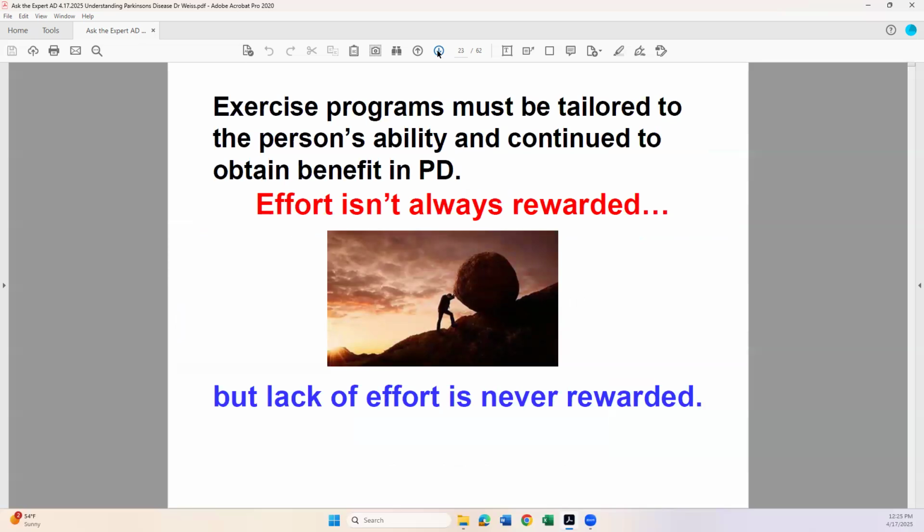Now, I've always found it's often easy to get patients to take pills, but getting them to actually participate regularly in exercise sometimes takes some cajoling, particularly if people aren't used to exercising throughout their life. So there's no one exercise program that's right for everybody. It has to be fitted to the patient's own physical abilities and disabilities. But I try to remind people that this is a commitment and that effort isn't always rewarded, but lack of effort is never rewarded. And I really feel that people need to participate in these programs if they want to do better in the long run.